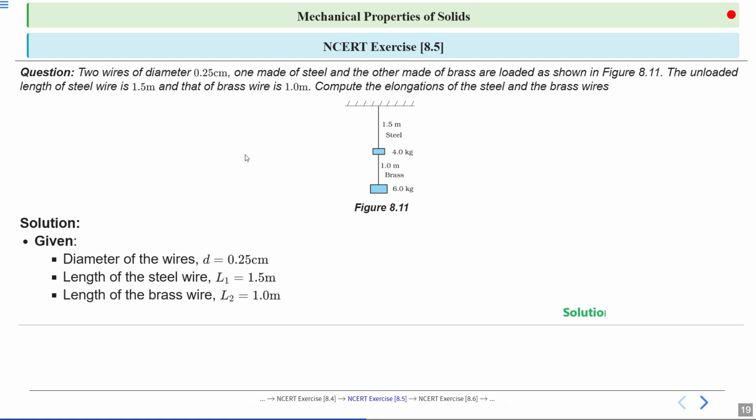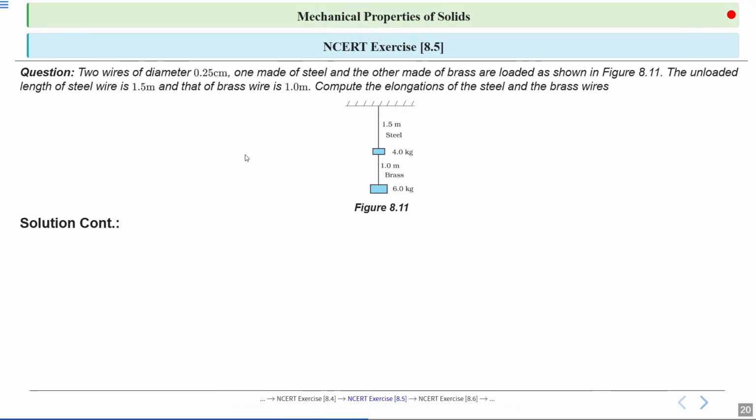Alright. Now, first let's determine the radius of each wire. Since the diameter is given as 0.25 centimeters, we divide by 2 to get the radius, which is 0.125 centimeters. Remember, the radius is half of the diameter.